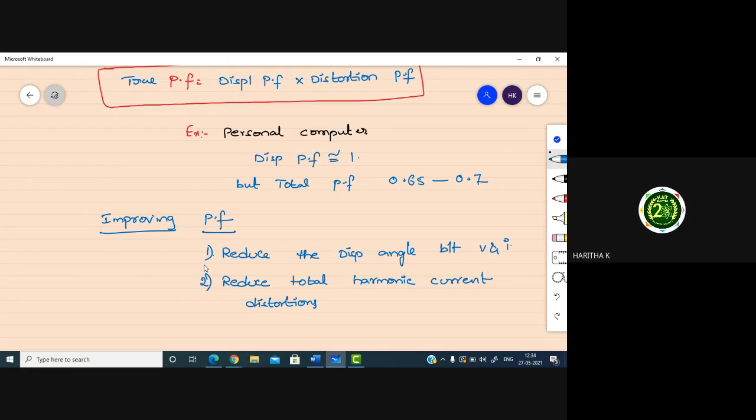Suppose either of these steps is taken without the other, then total power factor increases, but it may not be high enough to reach the value required by the utility. Even though the true power factor increased, if you correct any one of these two methods, it is not sufficient to reach your requirement. So that's why you have to correct the two power factors, displacement power factor as well as the distortion power factor. So this is the way to improve the power factor in case of non-linear loads.